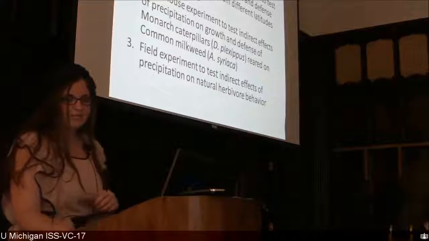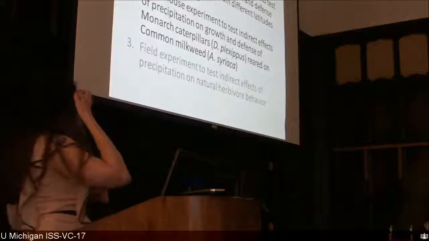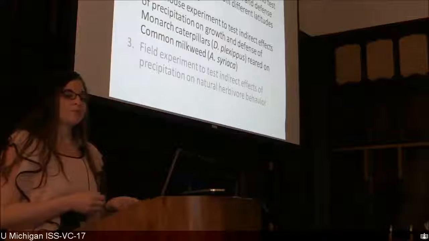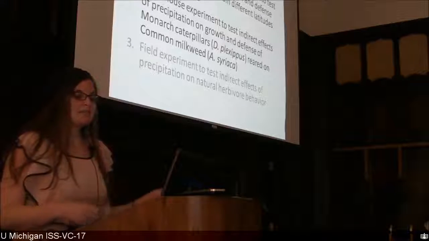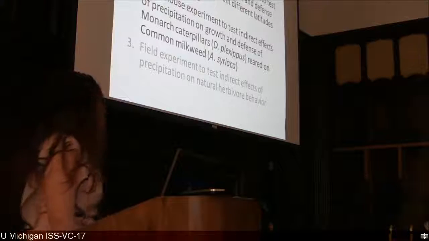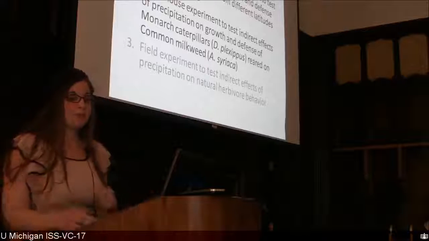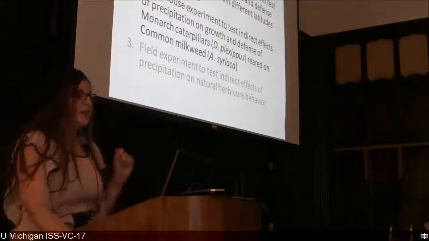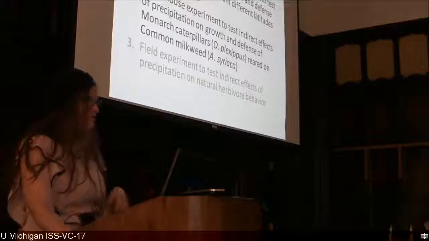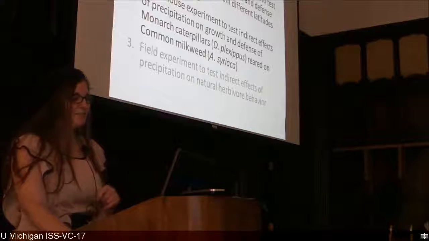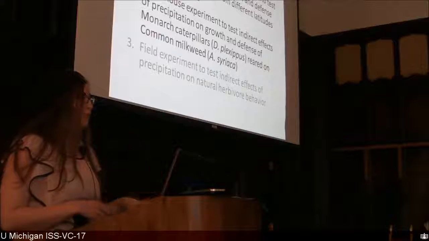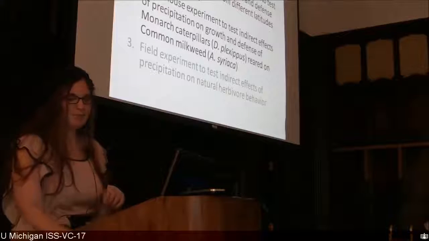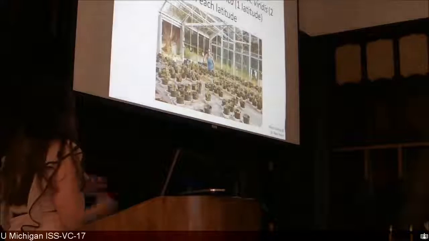So I conducted 3 experiments to test these questions, and I'm only going to talk about 2 today. One was a common garden experiment that I did at the UMBS greenhouse to test effects of precipitation on growth and defense of milkweeds from multiple latitudes in the eastern US. And the second was an experiment I also did in the greenhouse to test indirect effects of precipitation on growth and defense of monarch caterpillars on one population of one species of milkweed.